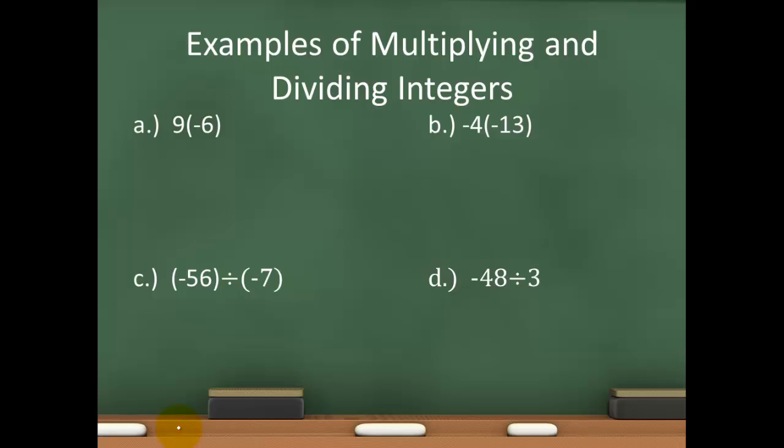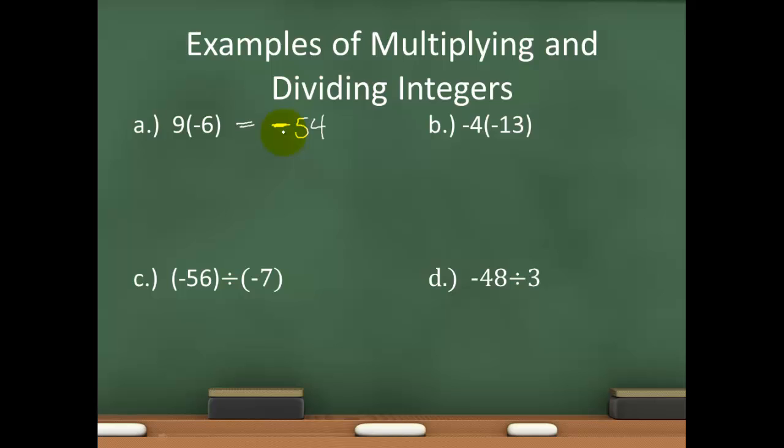In part A, I have 9 times negative 6. Notice we already know what 9 times 6 is from our multiplication tables. It is 54, but now we've got to worry about the sign. Since 9 is positive and 6 is negative, the signs are different. And so when the signs are different, our product will be negative. So we get negative 54 as our solution.